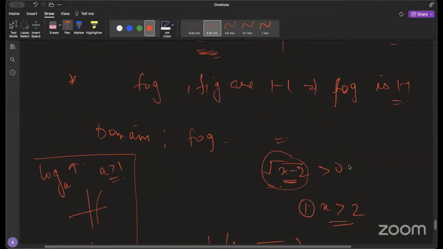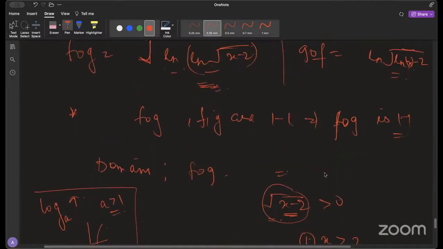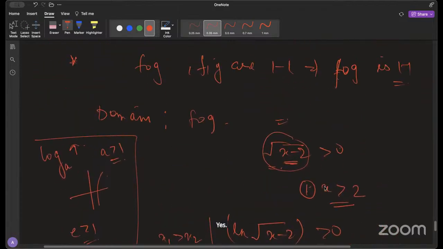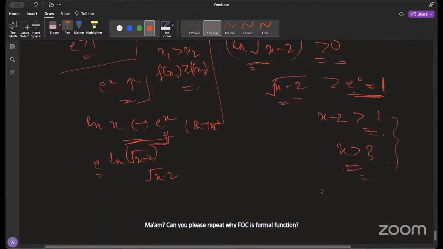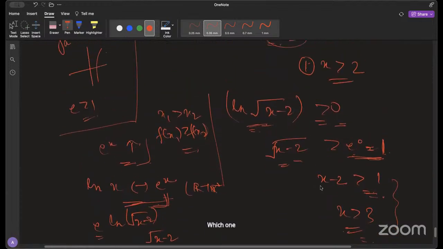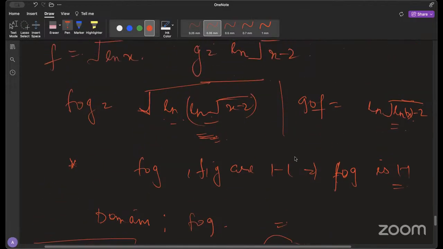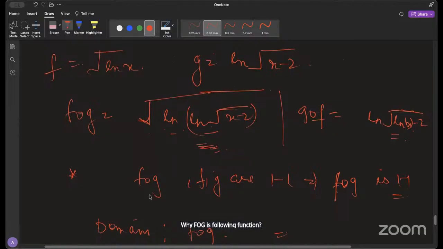Okay, ma'am. Okay. ma'am, Yes. can you please repeat why FOG is one function? Which one? What is your question? Why FOG is one function? Okay, this one. This we've just written the reason here.